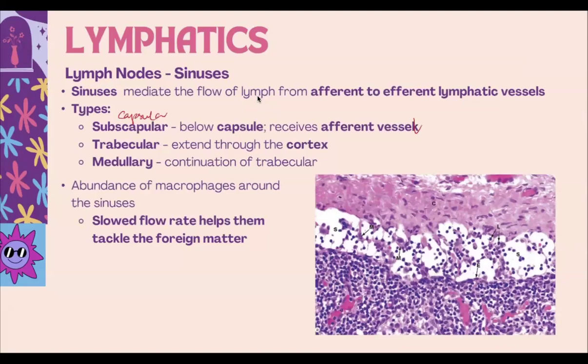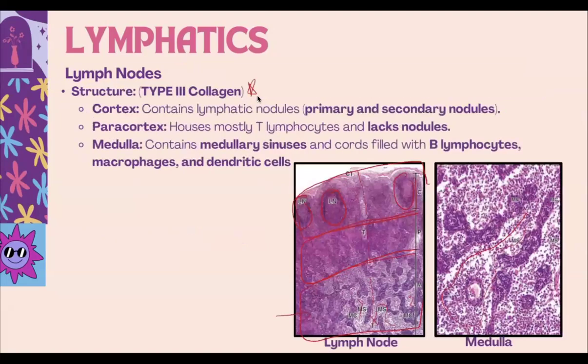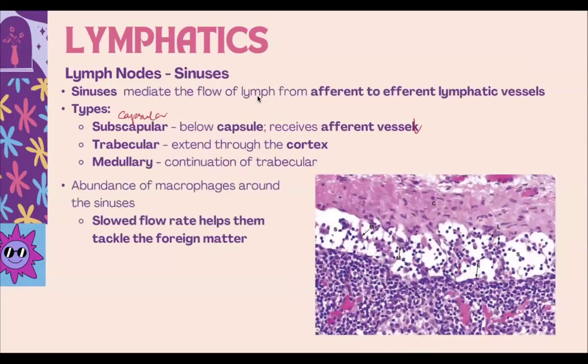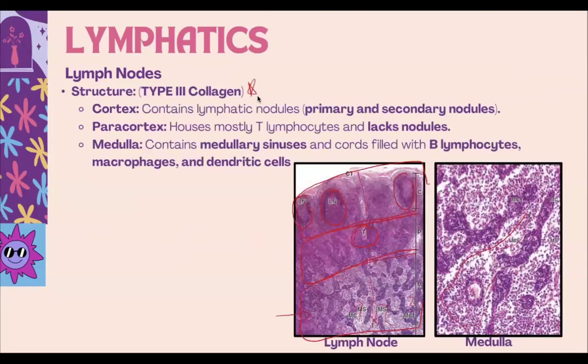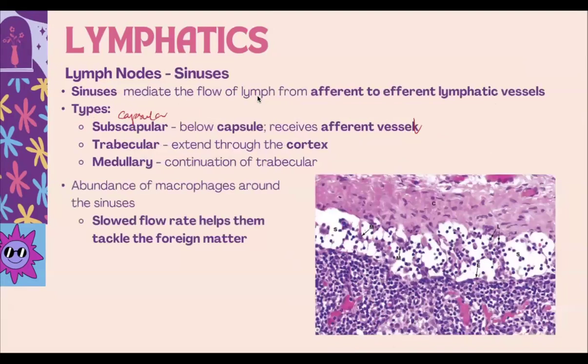Then you have the trabecular. So you come down and you can notice in this area, this over here is the trabecular sinus. It's a continuation of the subcapsular, but it's going down, and it's right below the cortex near the paracortex area. Then you have the medullary sinuses, which are just a continuation of the trabecular sinuses. So again, subcapsular, trabecular, medullary, the three sinuses that we have.